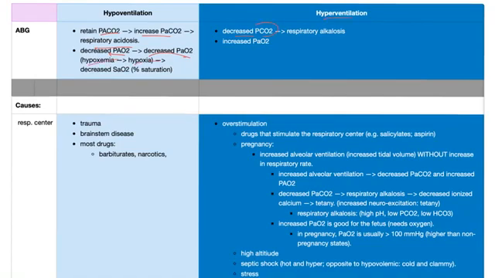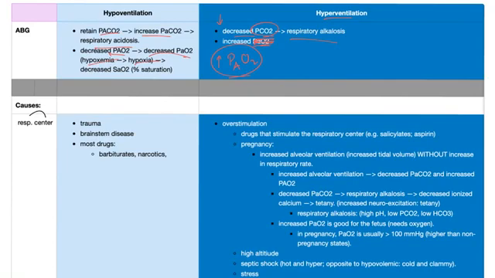Hyperventilation is the opposite. You decrease PCO2, leading to respiratory alkalosis because you're washing out the CO2. If the big A CO2 is low, you have increased big A O2. This is a mistake. It's increased big A O2.